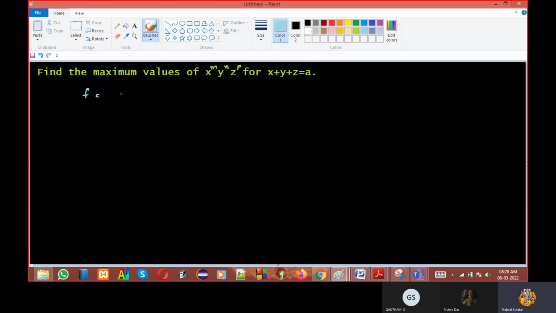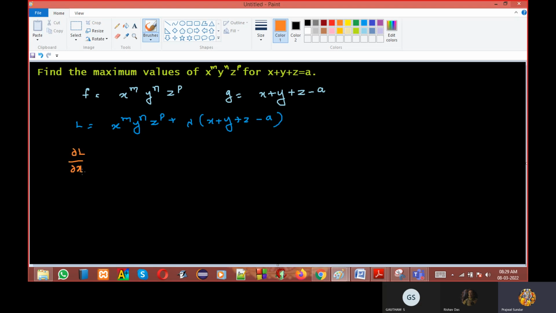So what you will do? f = x^m y^n z^p, and g will be x + y + z - a. So I'm writing L = x^m y^n z^p + λ(x + y + z - a). Now ∂L/∂x = 0. What you will get? You will get m x^(m-1) y^n z^p + λ = 0.